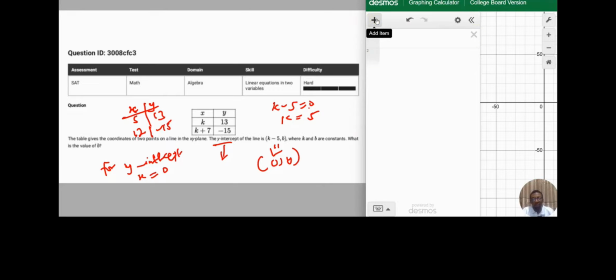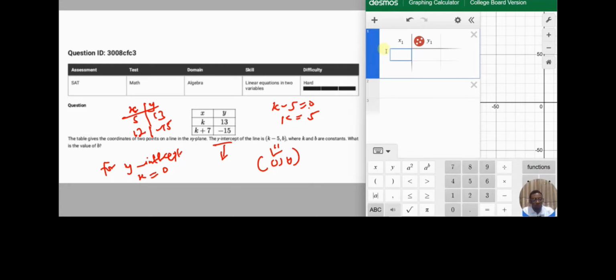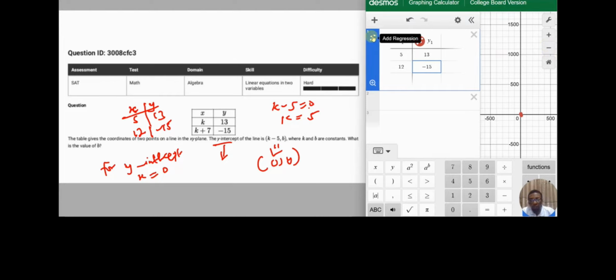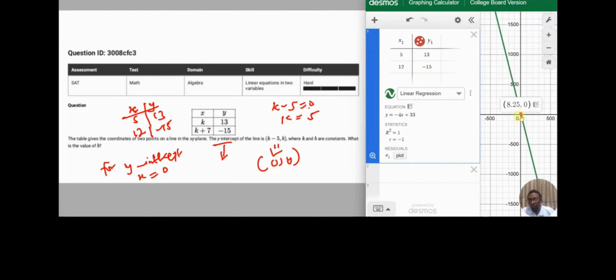So let me punch this into the Desmos calculator. The same idea: click on plus, you see table. So I have 5 and 13, then 12 and minus 15. Let's look at the graph, let's zoom it out. Okay, so we add the regression. So this is the graph.